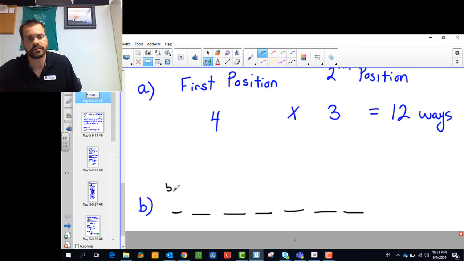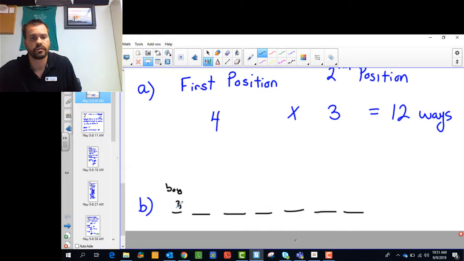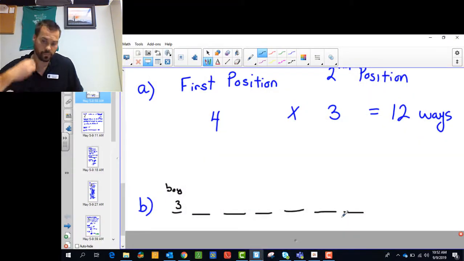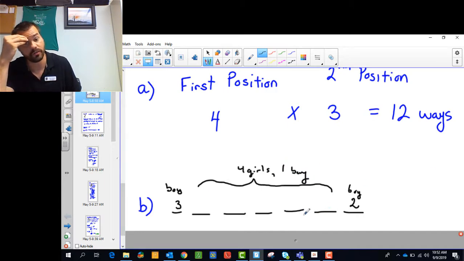Now it says that it has to start with a boy. All right, so we look at this for a second. We say, how many boys are there? There are 3 boys, it says. So I have 3 options for that seat. And then it says the other stipulation is that it has to end with a boy. Okay, so we have 2 possibilities down here for a boy. All right, and then in the middle seats, we have 4 girls and we have 1 boy left, right? So that means we have 5 positions to fill and 5 people to fill them with.